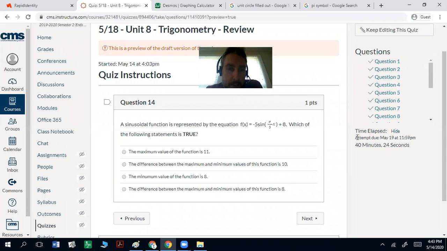Question 14: a sinusoidal function is represented by the equation f of x equals -5 sine (pi over 3 x) plus 8. Which of the following statements is true? I'll give you some answer choices.